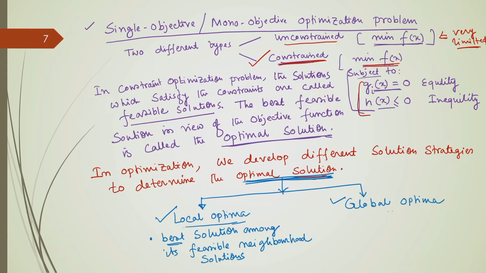Okay. And global solution or global optima is the best solution among all feasible solutions. Among all feasible solutions. Okay. So, global optima is the best solution among all feasible solutions.